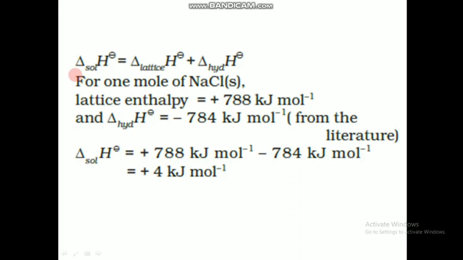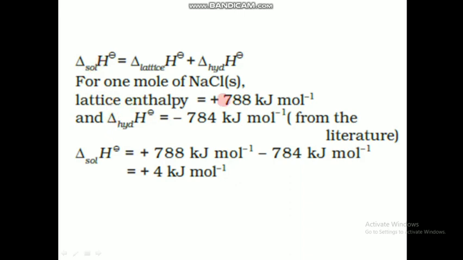And this is an equation which connects lattice enthalpy and enthalpy of solution. So when we have the value of lattice enthalpy and hydration enthalpy, we can find out the enthalpy of solution. This is a part which is given in lattice enthalpy.